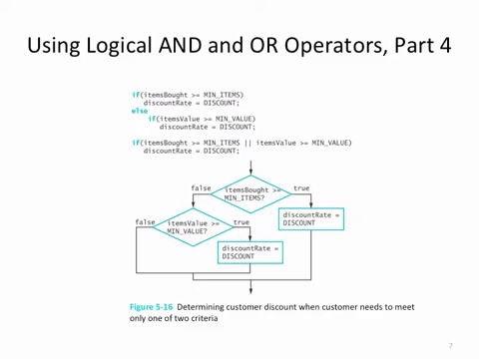So take a look at how that's represented in code. It's a little more clear to use the OR operator than it is to set up that sequence of if statements. If items bought greater than or equal to min items or items value greater than or equal to min value, discount rate equals discount. So the OR operator makes that more clear. Either one or both of those can be true for the entire expression to be true.